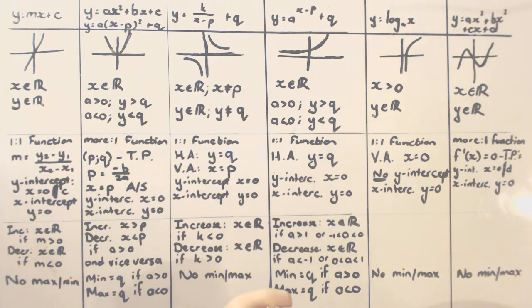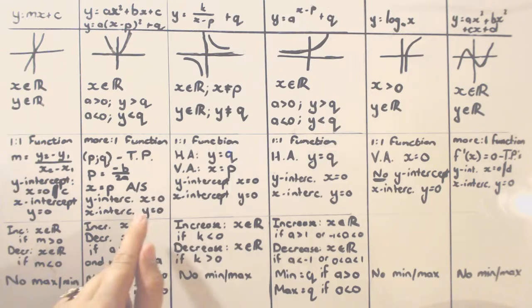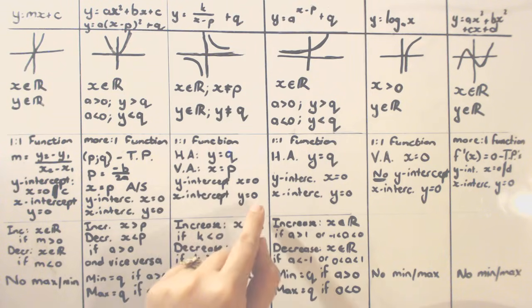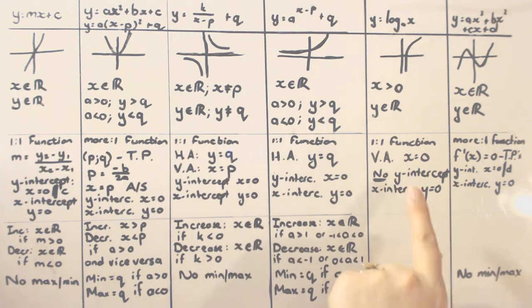So x is equal to whatever the x value is at the turning point. X is equal to p, that's my axis of symmetry. And here, same thing for the intercepts, making the other one 0.